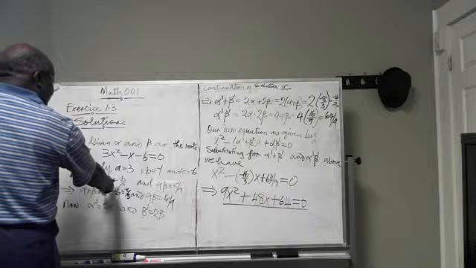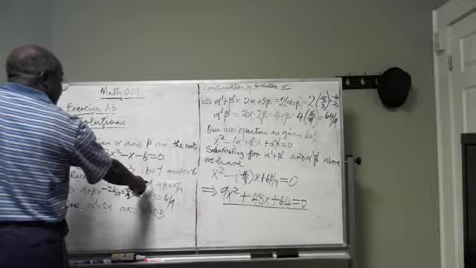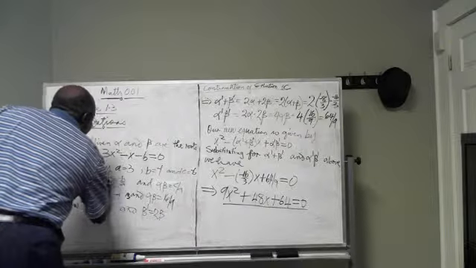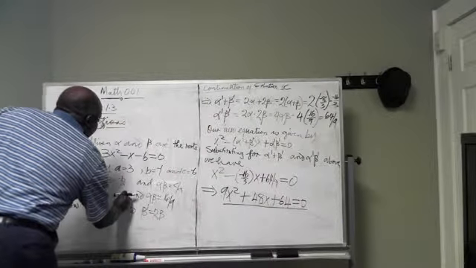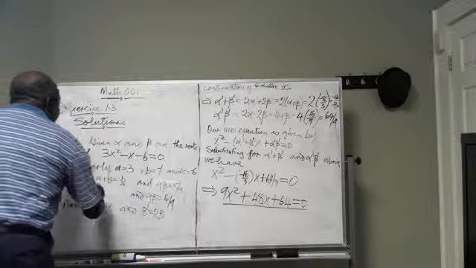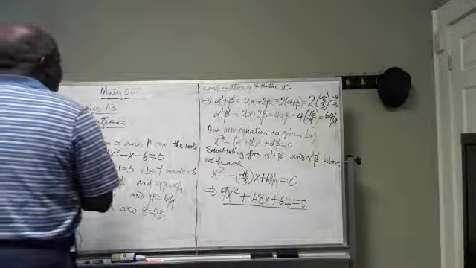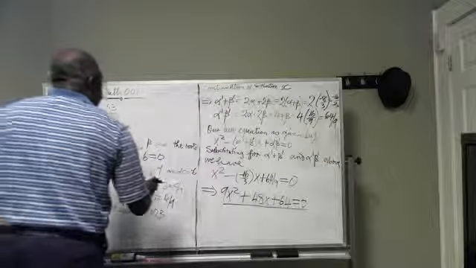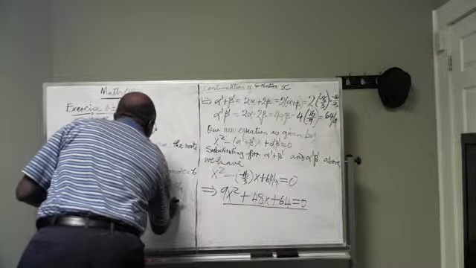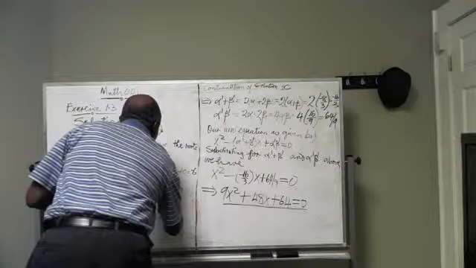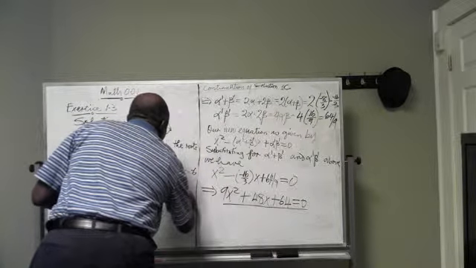Recall, alpha plus beta equals minus B over A and alpha beta equals C over A. So in this case, alpha plus beta will be equal to minus 1 over 3 and alpha beta will be equal to minus 6 over 3, which is equal to minus 2.